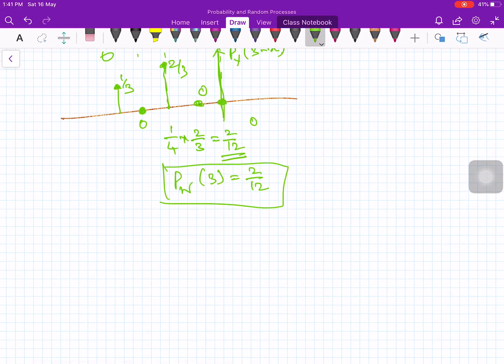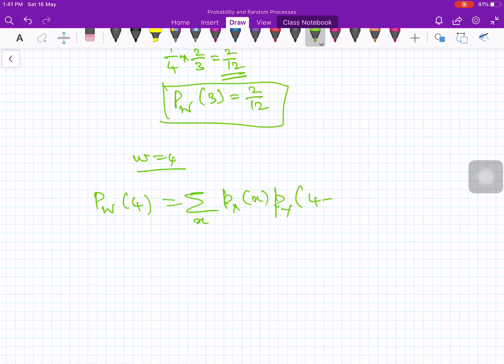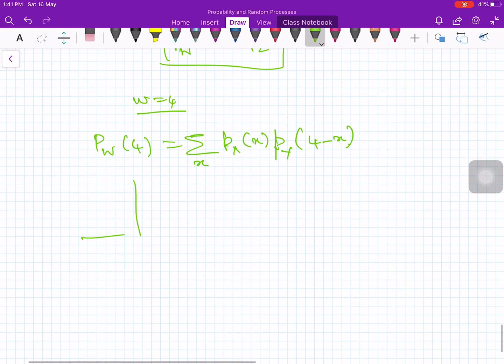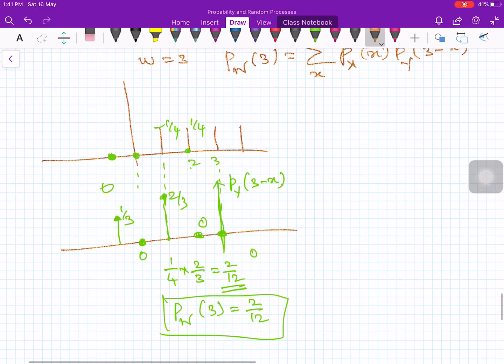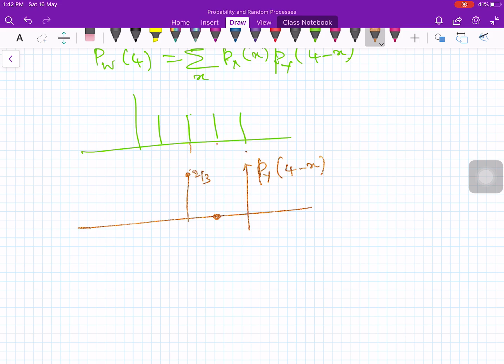Next consider the next case, w equal to 4. Therefore Pw of 4 is equal to summation over x, Px of x, Py of 4 minus x. So again take the first PMF, 1, 2, 3, 4. Then this one moves towards the right, and it comes here. This is Py of 4 minus x, and here this is 0, and below this it is 2 by 3, and below this the probability is 0, and below this it is 1 by 3.